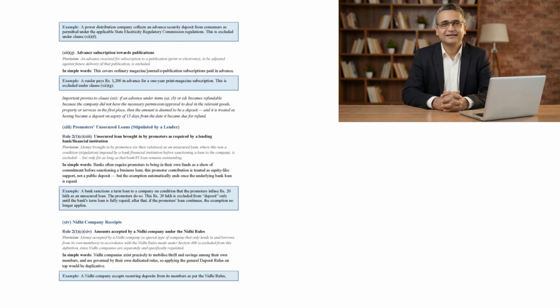Before we move ahead, let me ask you another examination question. Can a promoter give an unsecured loan to his own company and still avoid it being treated as a deposit? Or suppose you pay for a 1-year magazine subscription in advance. Or a Nidhi company accepts deposits from its own members. Will all these amounts become deposits? The answer is not always. Everything depends on why the money was received and under what conditions.